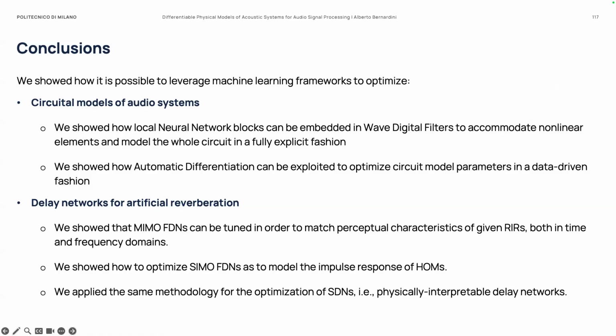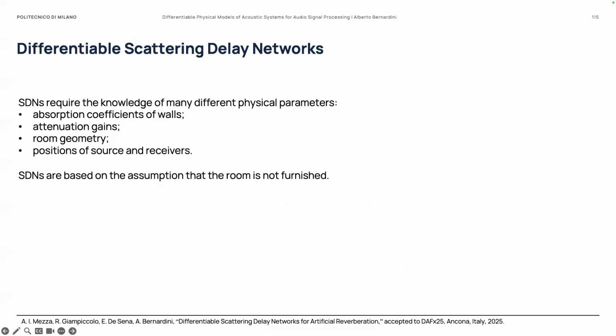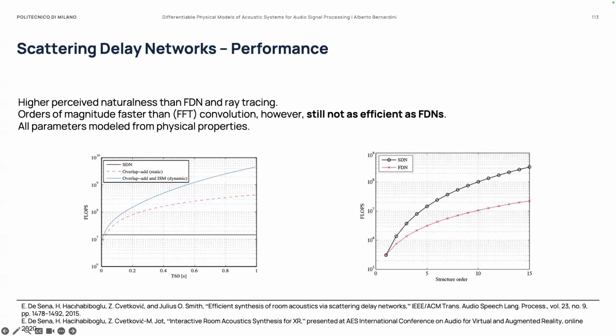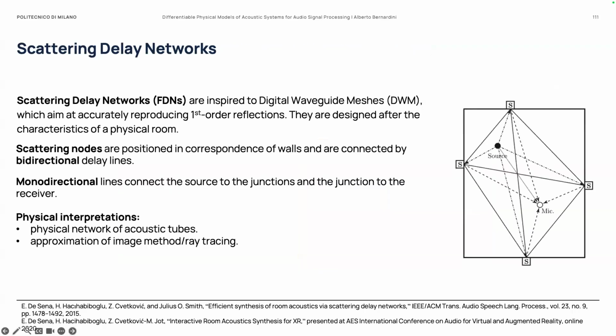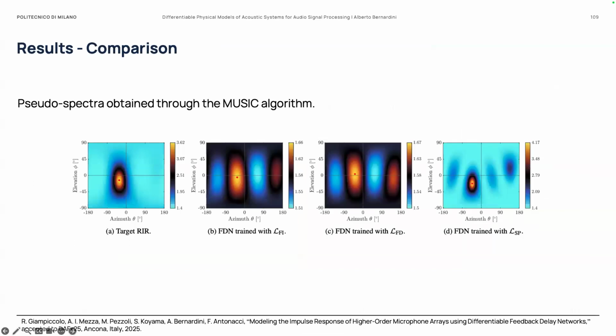Okay. I have a question, if I may. Of course. So for the feedback delay networks and the MIMO case, your results show that you can optimize a model for one location, and then you get the acoustic image using the MUSIC algorithm. So all of that is cool. My question is, to what extent is what the feedback delay network will learn generalizable to other locations?